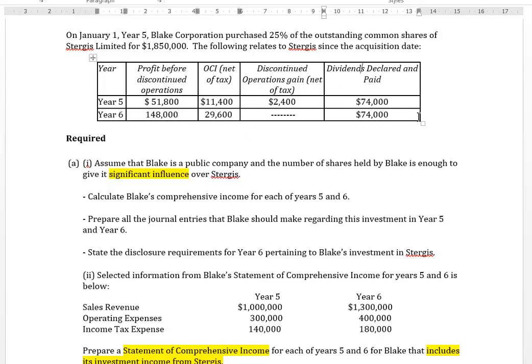And then we've got some dividends declared and paid. And as you may recall, that is going to be a little bit different under the equity method as opposed to the cost method and how we handle it.